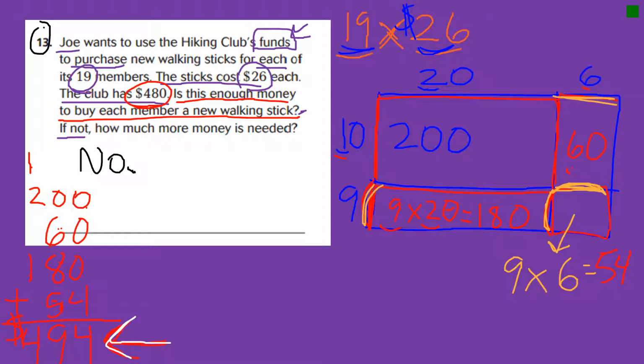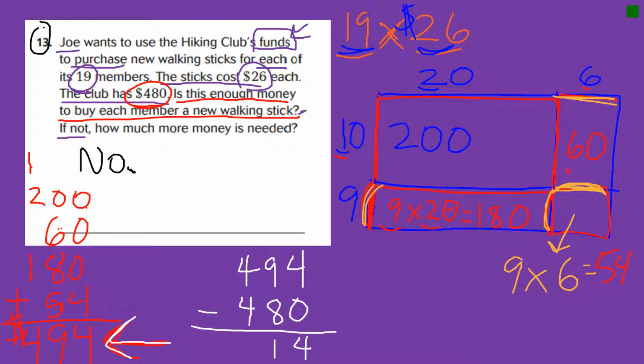Let me see if we need to write more. Yeah. Okay. How much more money is needed? So if he has 480 and he needs 494, we need to find the difference between those two numbers. And difference means subtract. The difference will be how much more he needs. That's what difference is. Okay, 4 minus 0 is 4. 9 minus 8 is 1. Oh, Joe, you're so close.